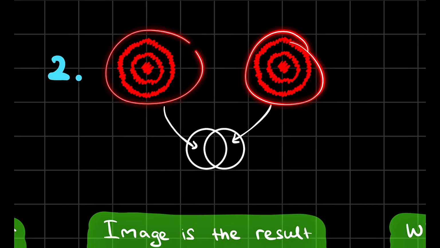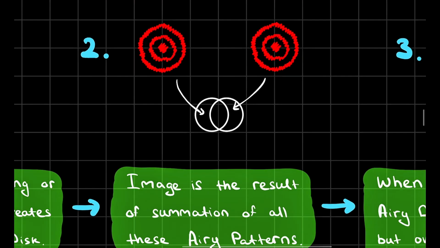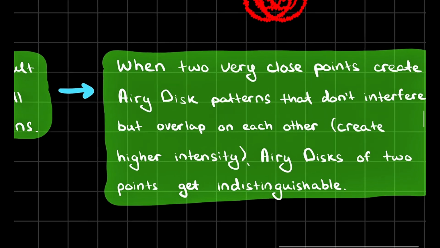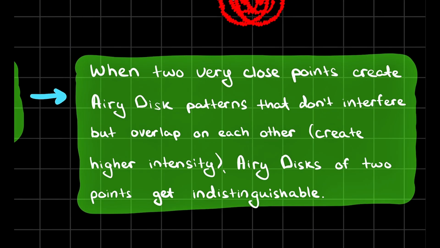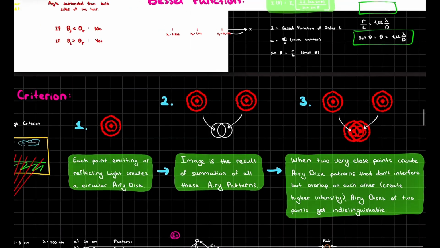So we have many of these kinds of patterns entering our eyes, and all of their combination gives us the image that we see in our daily life. Okay, and the last thing: when two very close points create Airy disk patterns that don't interfere but overlap on each other, they create higher intensity. Airy disks of 2 points get indistinguishable. What does it mean? Okay, let's get back to our image.